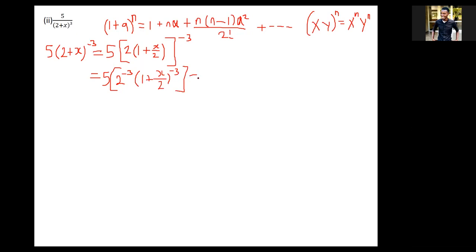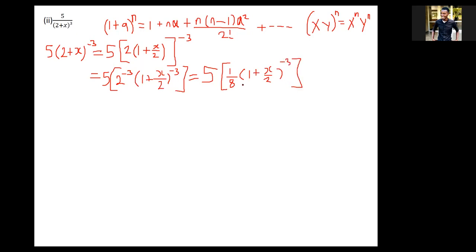So in other ways, this can be written as this. So this is just going to be 8 to the power -1. 8 to the power -1 can also be written as 1 over 8, like that. Then you open bracket, then you have 1 plus x over 2, then everything raised to power -3.